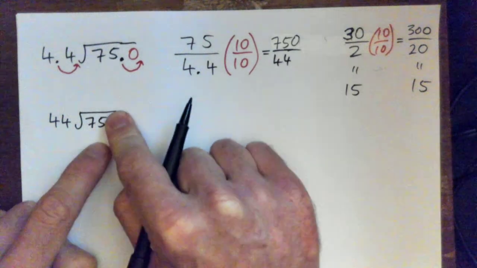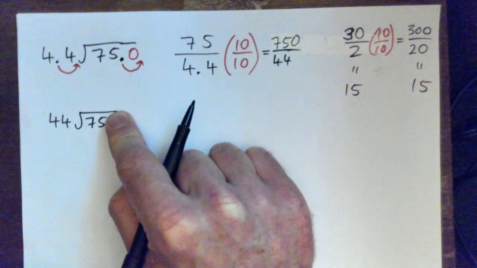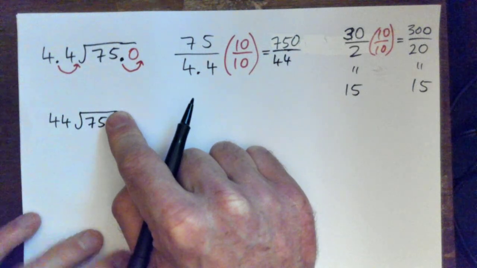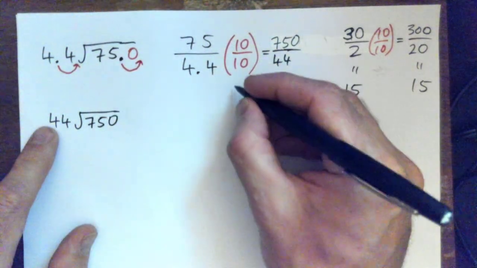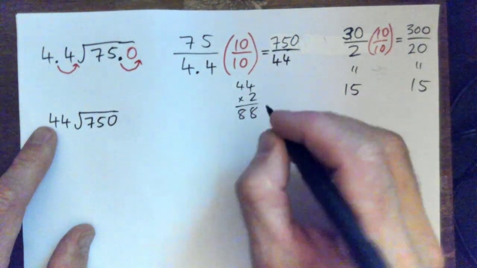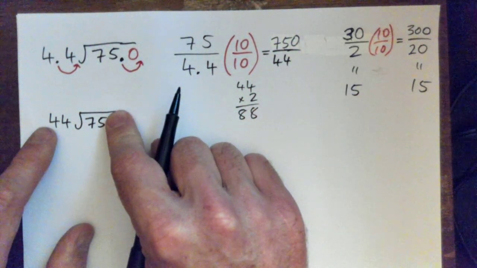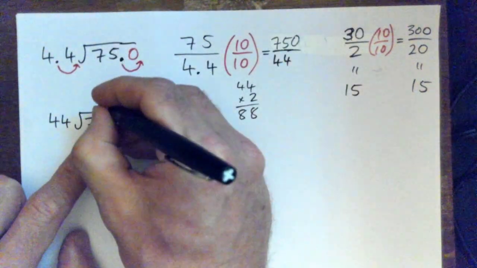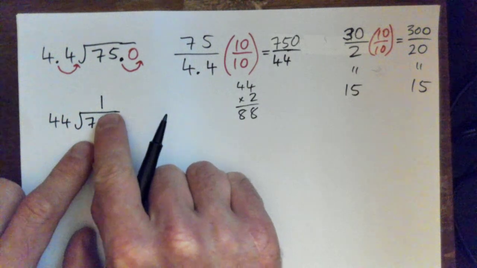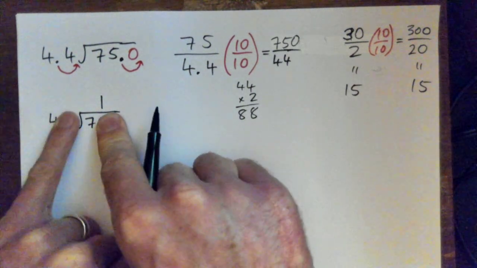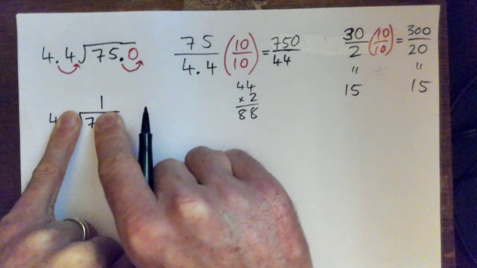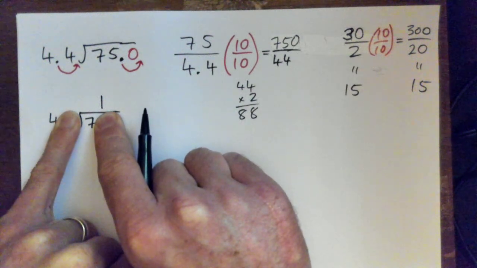And then I go, okay, well, 44 into 75 goes how many times? In my head I'm thinking, what's two 44s? 44 times 2 would be 88. So it's probably going to go one time. Another trick is you could cover the 50 and cover that 4 as well, and think to yourself, what's 4 into 7? 4 into 7 is 1.